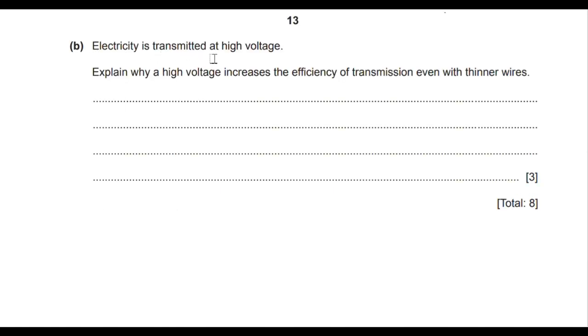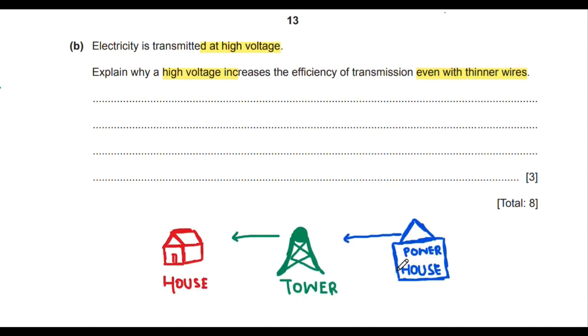B part says electricity is transmitted at high voltage. Explain why high voltage increases the efficiency of transmission even with thinner wires. You know, thinner wires are supposed to have more resistance because their cross-sectional area is less. So when electricity is produced in a powerhouse, the voltage of the electricity is increased, and when it reaches our home, using the transformer, the voltage is reduced again.